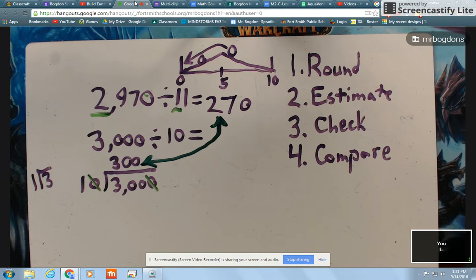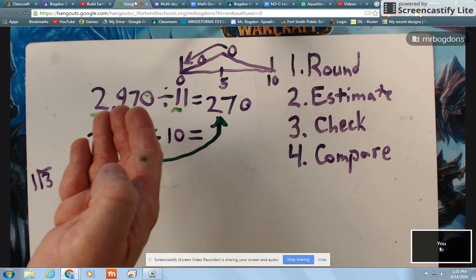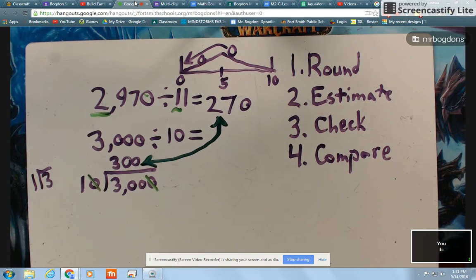They're both in the hundreds place. I'm only about 30 off. Heck, if I started with almost 3,000, if I'm only off by 30, that's really close. I can be pretty sure that my estimate is right.